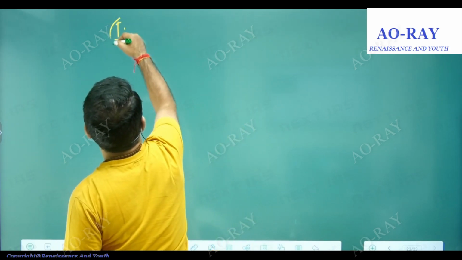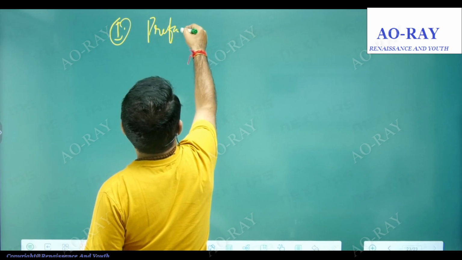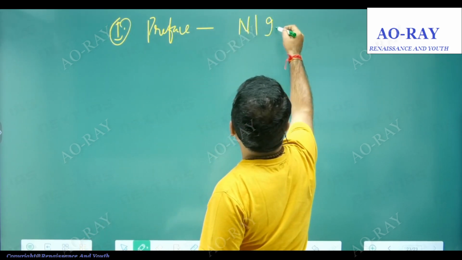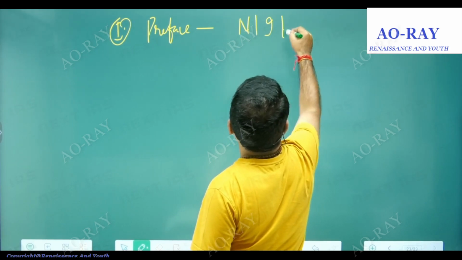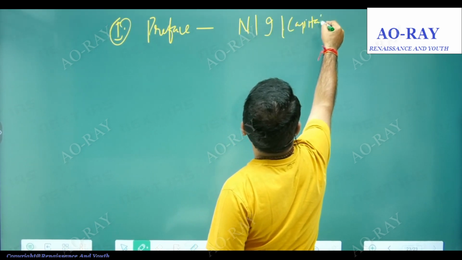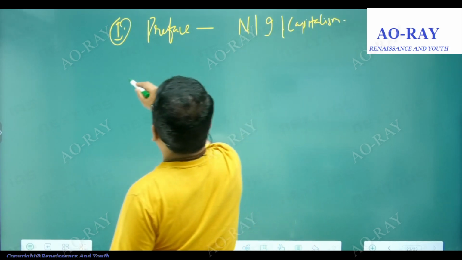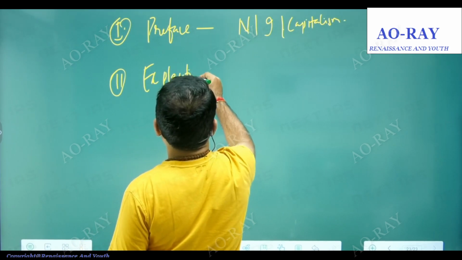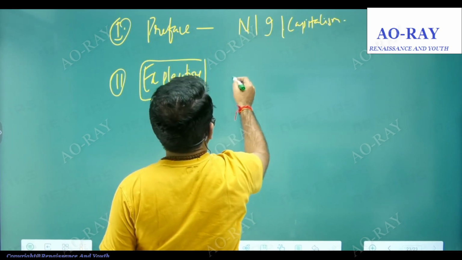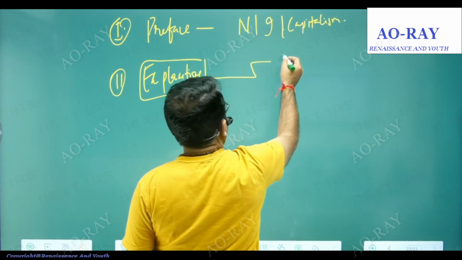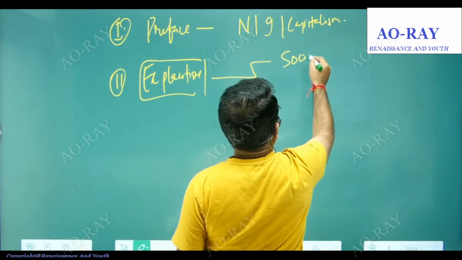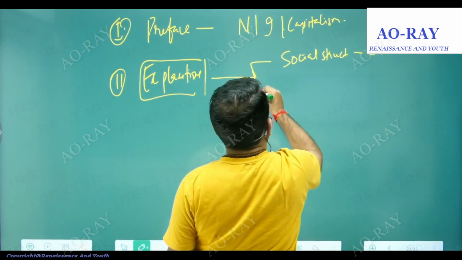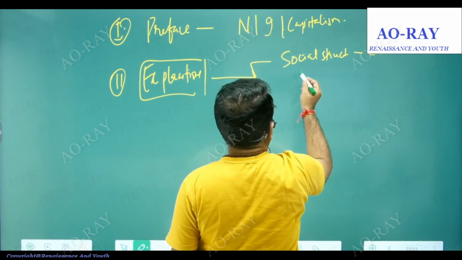Preface. Necessity is the mother of invention, and this necessity was created by capitalism. Explanation. Social structure, the dominancy of capitalist class. Simple outline. Don't explain all these things.